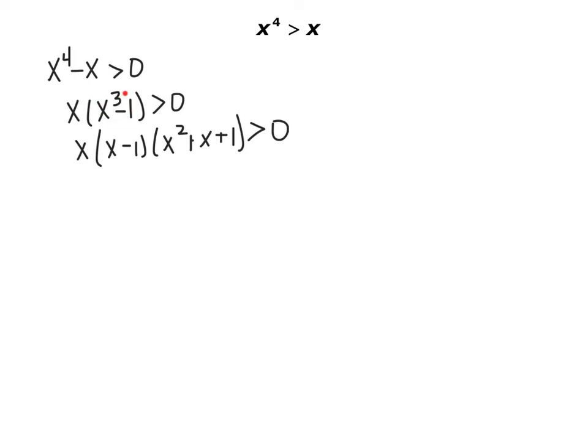This is a difference of cubes. So linear term times a quadratic: x minus 1 times x squared plus x plus 1. Now we need to make our number line. We need to put anything that makes this 0 or undefined on our number line. There's nothing that makes this undefined, so we don't have to worry about that. This part right here is going to have complex zeros, so we also don't need to worry about that. We only care about real zeros. So our real zeros are going to be 0 and 1. And because this is strictly greater than, we're going to put open circles on these. They're not part of our solution.